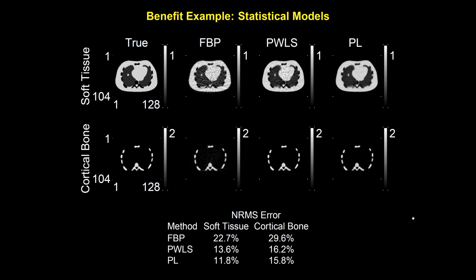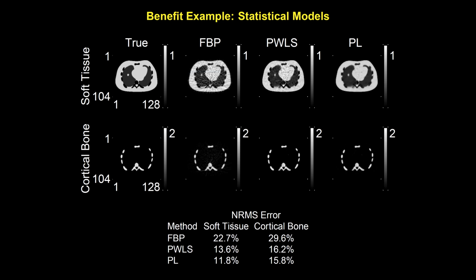Okay, here is some example. This shows two images: FBP and penalized weighted least squares. That's a very simple iterative reconstruction based on a Gaussian assumption of your noise. And this penalized likelihood is based on the Poisson likelihood, which models the noise better. You can appreciate the improvement of image quality.